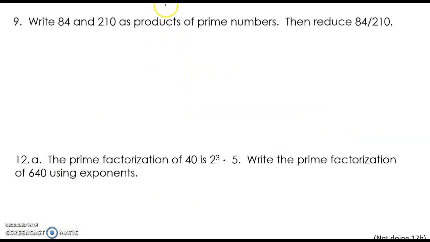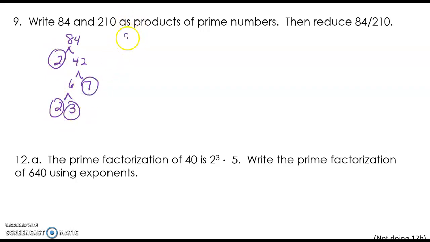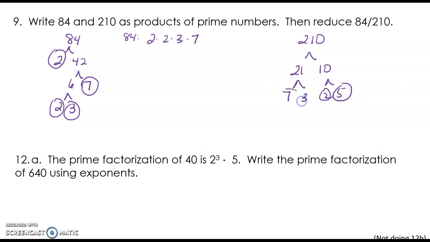Okay, write 84 and 210 as products of prime numbers and then reduce it. So let's do 84. It is 2 times 42, which is 6 times 7, which is 2 times 3. So I have 2, 2, 3, and 7. So 84 is 2 times 2 times 3 times 7. And then I have 210, so I have 21 and 10, which is 2 and 5. This is 7 and 3. So I have 210 is 2 times 3 times 5 times 7.